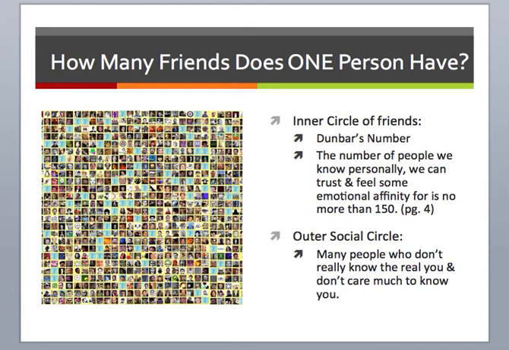That suggests there's an upper limit to the amount of relationships we can maintain in the inner circle, who we consider as a close friend. That number, for the record, is 150.